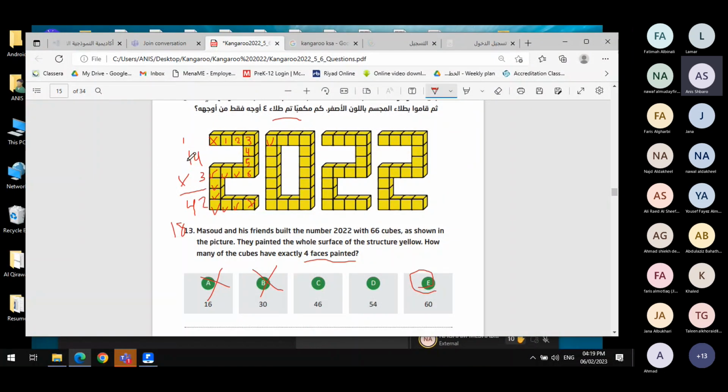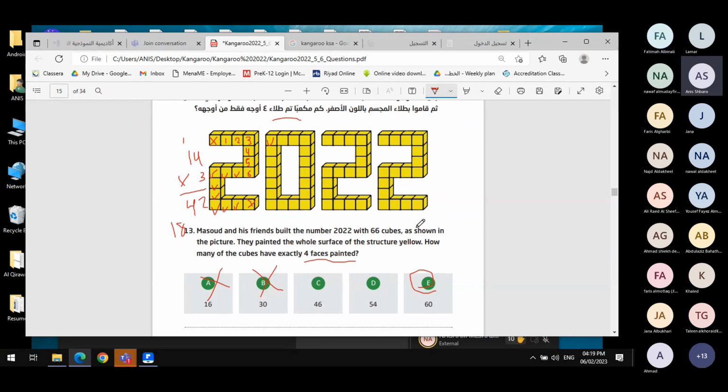So Walid did the following. He directly found here it's 14. 14 times 3 because we have 3 shapes of the same number. And then it turned out to be 42 cubes, okay?